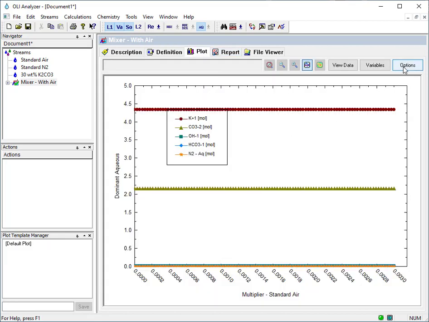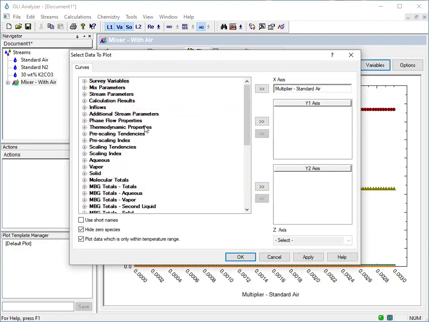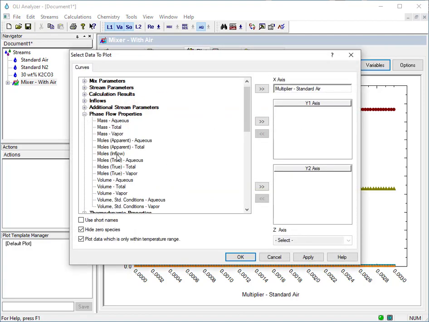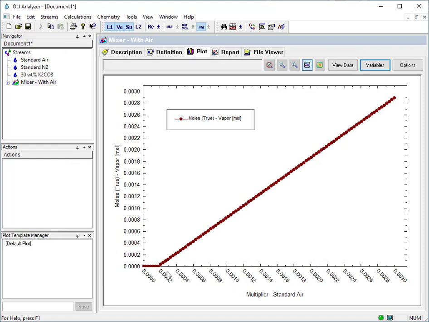I'll just plot that. None of these things here look important to me, so I'm going to get rid of them. And I'm just going to look at the phase flow, and I'm going to look at the moles of true vapor, and I'm going to look for breakthrough. And you can see that when I have no air added to the brine, there's no breakthrough, there's no vapor phase, and then I get up to about 2.1 times 10 to the minus 4 aliquots of the air, and I have breakthrough. So I'm going to look for that 2.14 value in the tree.